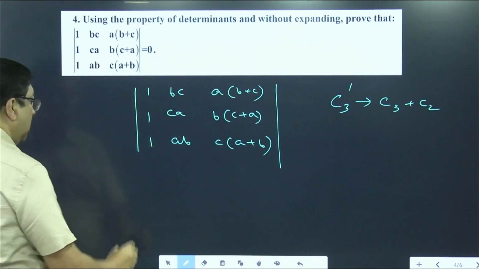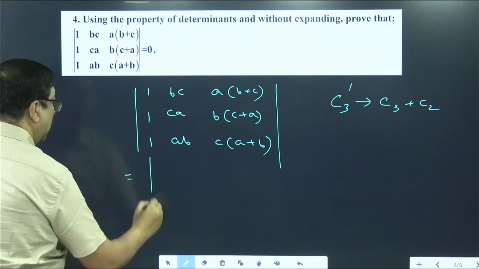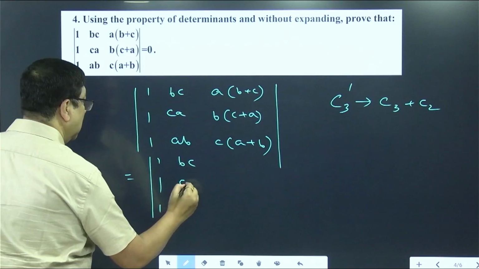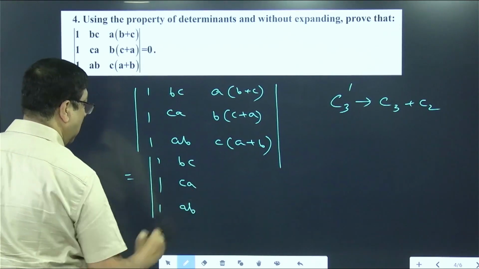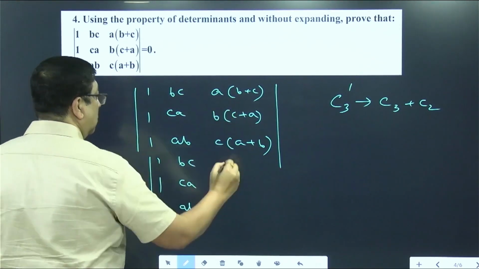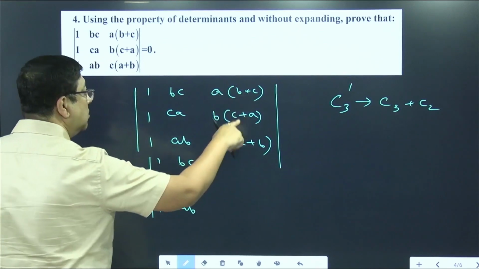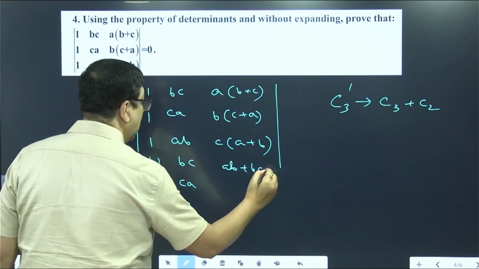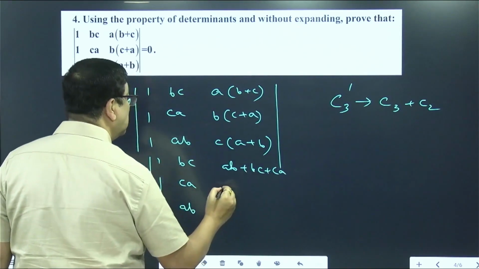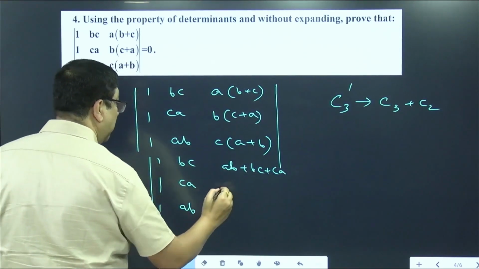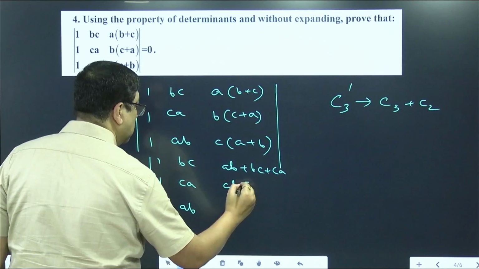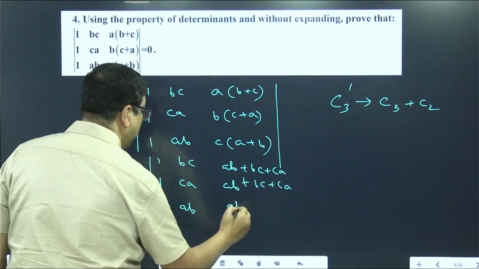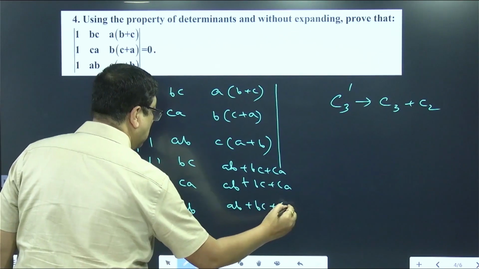Let's see what is coming. In this case, we are seeing here, other columns are unchanged. So BC, CA, AB. So on column 3, C3 plus C2. So AB plus BC plus CA. Here also, in this element also, AB plus BC plus CA. Here also, AB plus BC plus CA.